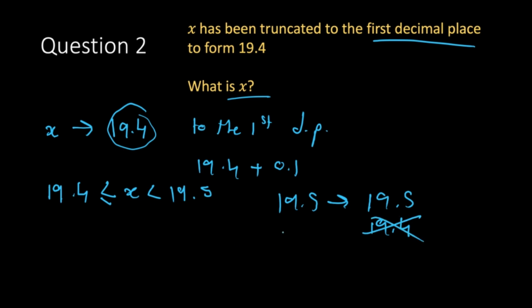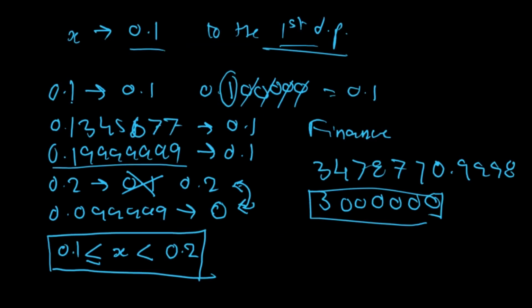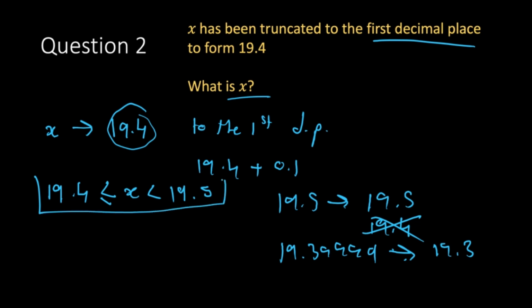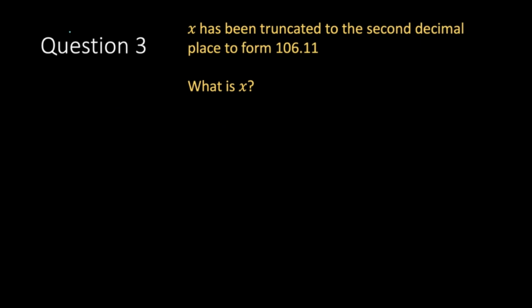And anything below 19.4, going back to this, anything below 0.1 wouldn't be truncated to 0.1. Same here. Anything below 19.4, so let's say 19.39999, wouldn't be truncated to 19.4. It will be truncated to 19.3. So this would be your answer. A range.